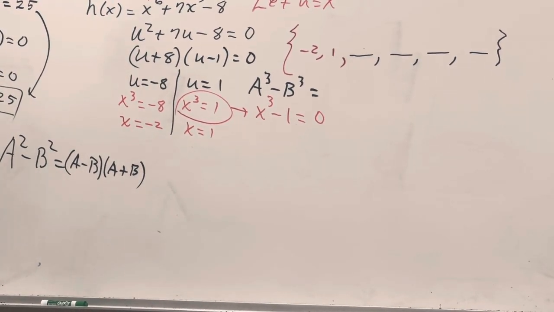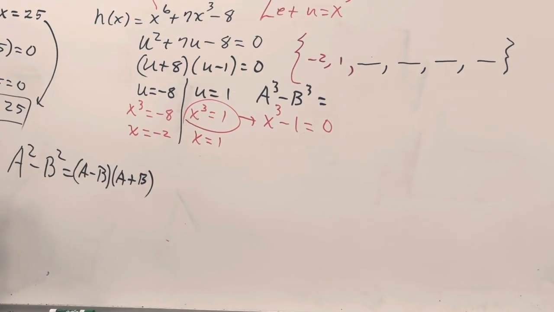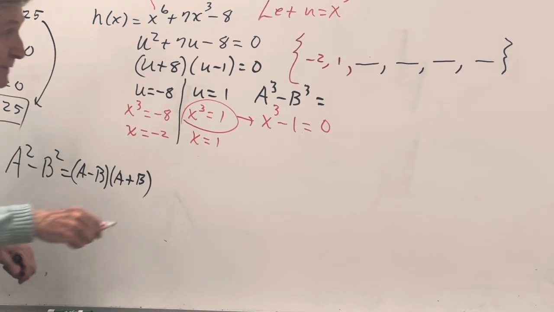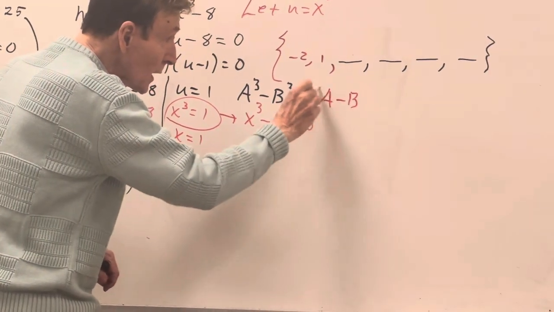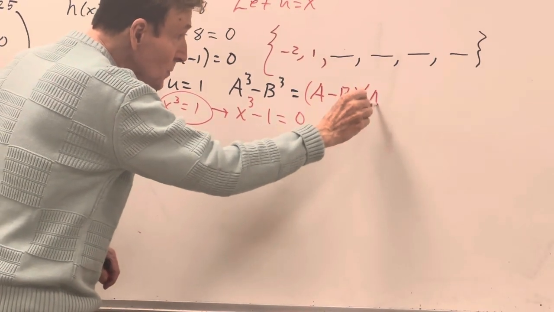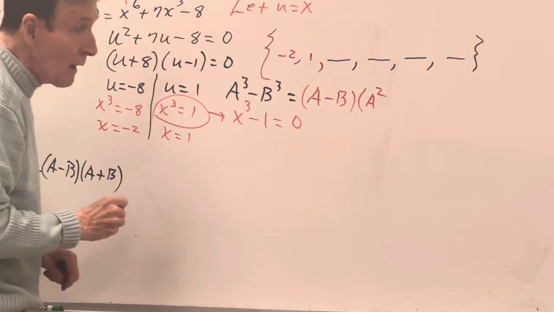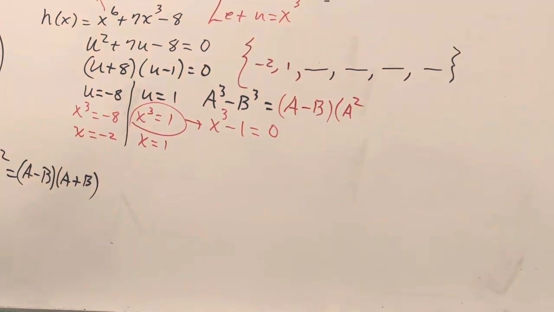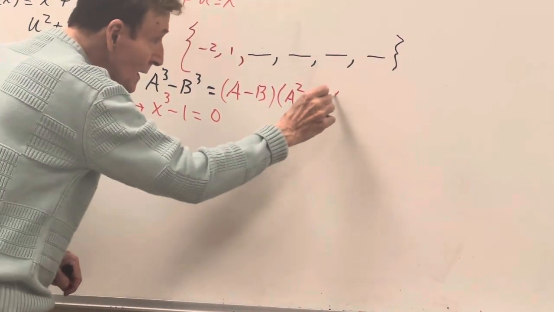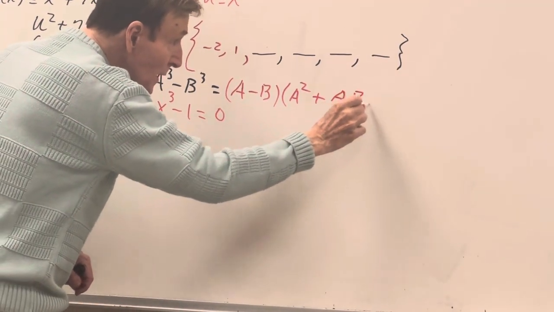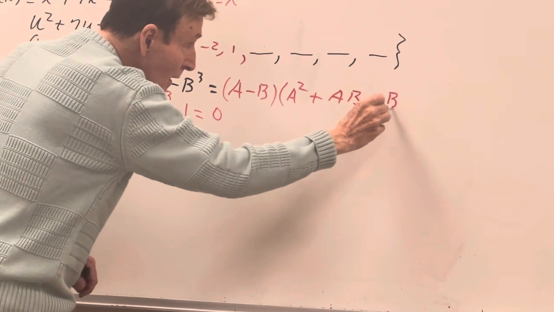PK, hang on. She says, Professor, it's not as easily done as this one, but I think I've seen it before. It's A subtract B. PK, tell me more. A squared what? A squared, plus AB, plus B squared.